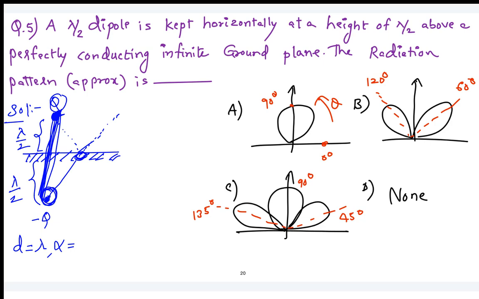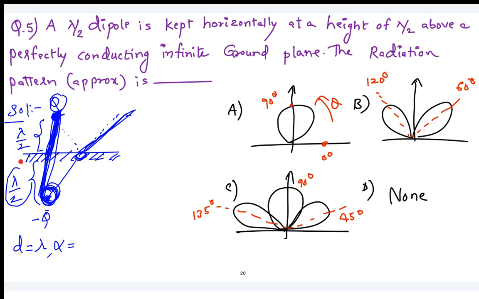But it is given the dipole is at lambda by 2. Correct, the dipole is at lambda by 2. That is true. But if you want to solve the radiation pattern, it is going to create an image, right? Actually, it is not physically creating. This reflected electric field is contributed by the image source. So even though it is at a distance of lambda by 2 from the ground plane, your image source can also be assumed to be at a lambda by 2 distance.